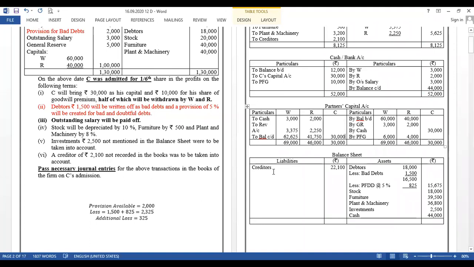30,000. Now these capitals are bound to come over here in the balance sheet. Capitals. I need to write all three partners over here, that is W, R, C. So let me write the balances over here. 62,625. Then 41,750 and then 30,000. Please get the total.